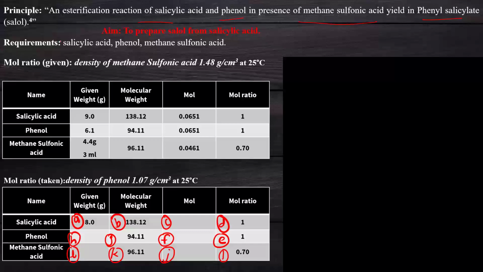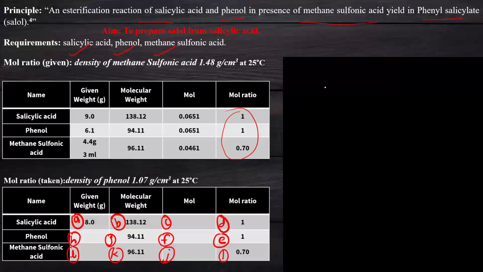The requirements are salicylic acid, phenol and methane sulfonic acid. Here the mole ratio is 1:1:0.70, that is for salicylic acid, phenol and methane sulfonic acid. So as discussed, here we take a look at the mole ratio taken. Suppose we want to start a practical with 8 grams, because the standard is 9 grams. So what is the procedure, what is the mole, and how much phenol and methane sulfonic acid do we have to take to complete the reaction?